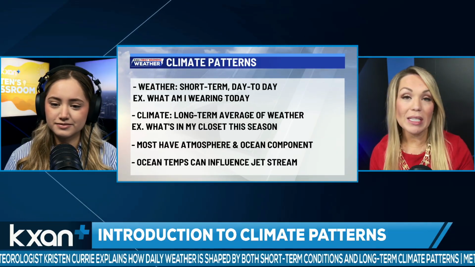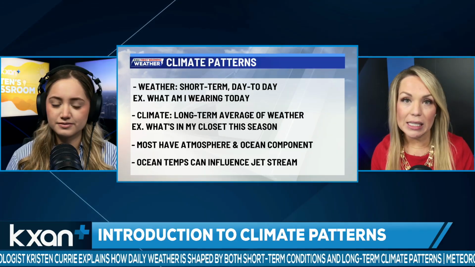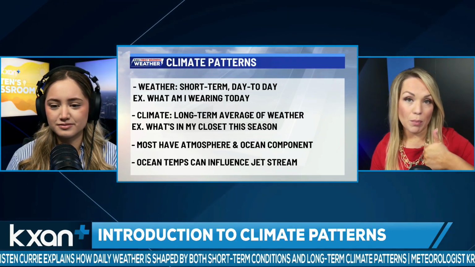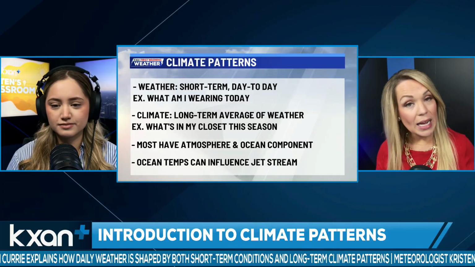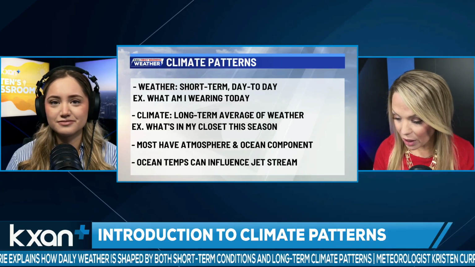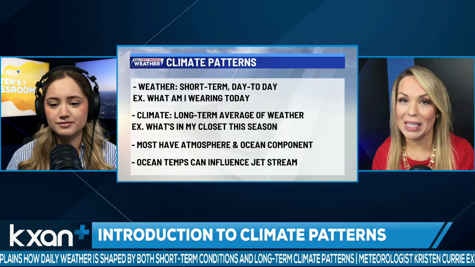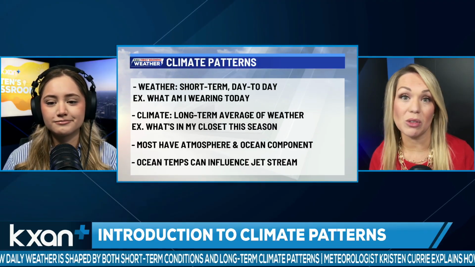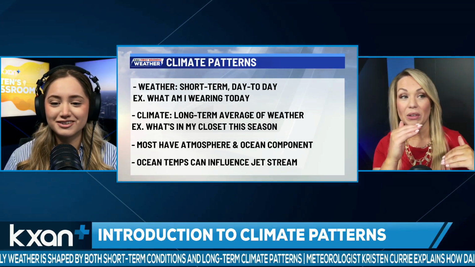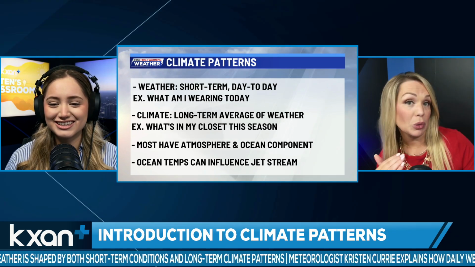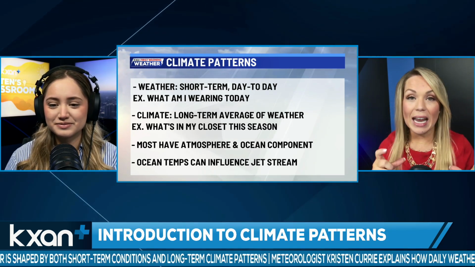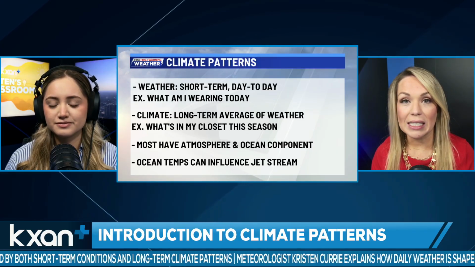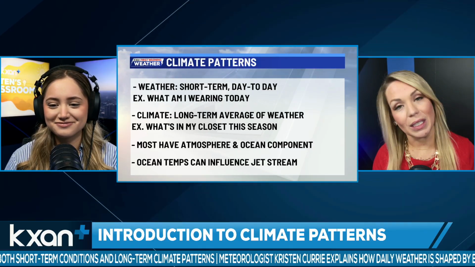More often than not, when we talk about climate patterns here, trends in the long-term data, we're looking at an atmospheric component, so what's happening in the sky, and what's happening down below in the ocean. And the ocean temps in particular have an influence on where the jet stream is. The jet stream is our storm track. So depending on whether it's warmer than normal or cooler than normal in the ocean, that can have an impact on where that storm track sits over Texas or over the United States. And that obviously has implications on our weather.